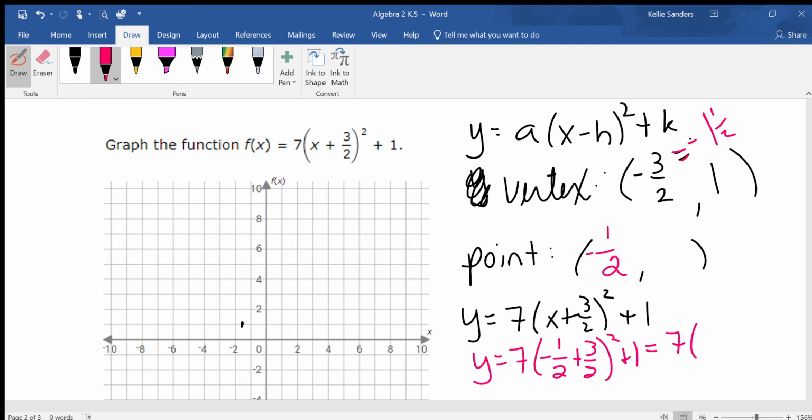Negative 1/2 plus negative 1 over 2 plus 3 over 2 is 2 over 2, and 2 over 2 is 1. 1 times 1 is 1. 1 times 7 is 7. 7 plus 1 is 8. So when I put negative 1/2 in, I got 8, which is right there. So the other one's going to be right here. And that is the worst parallel I've ever drawn, but IXL will be better.